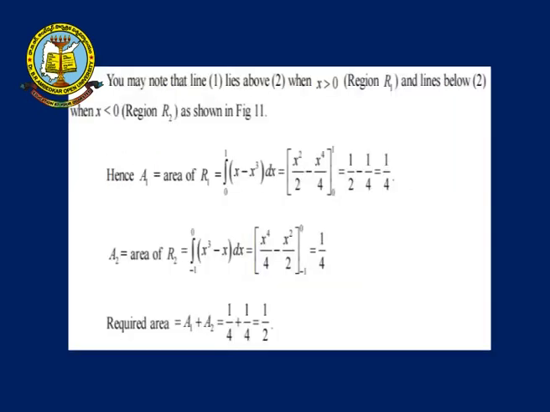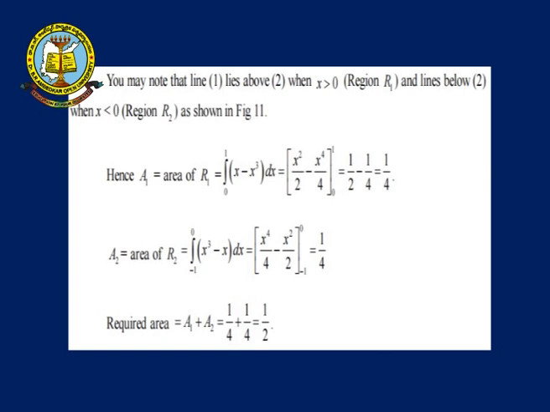Now region wise, A1 equals the area of region R1, which is the integral 0 to 1. Here I am finding the first quadrant area from 0 to 1. The function is the upper curve y equal to x minus the lower curve y equal to x cube, so x minus x cube into dx. Integrating gives x square by 2 minus x to the power 4 by 4, 0 to 1. Substituting the upper limit, 1 by 2 minus 1 by 4, the answer is 1 by 4, which is the area of region 1.